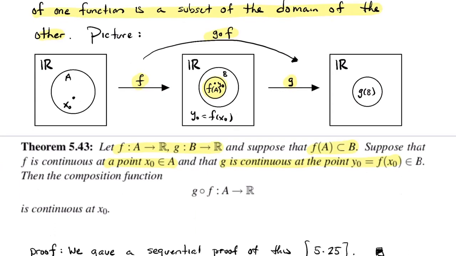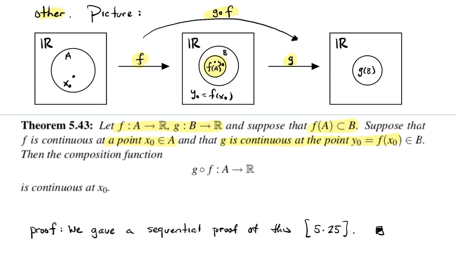And we actually proved this earlier. If you want to stop the video and look back through your notes, we proved it as Theorem 5.25. We didn't have this terminology of continuity there. It was just stated in terms of limit properties. But if you go back and look at the statement of Theorem 5.25, all we're saying is that this second function g is continuous at f of x naught.